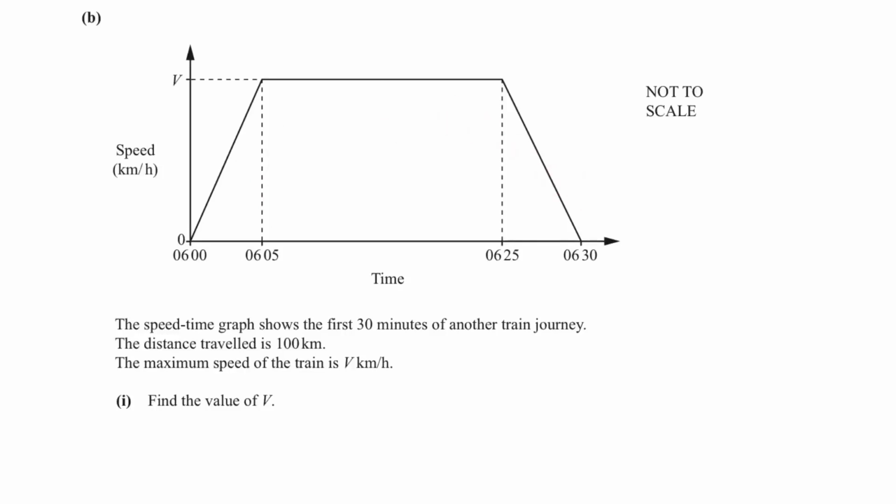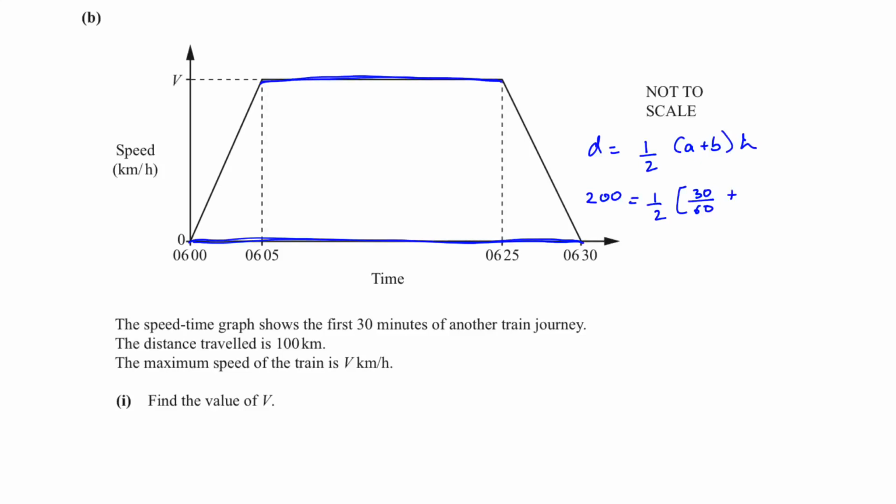a trapezium. So distance is equal to half times (a plus b) times height. Distance is 100. We need to find a and b. a and b are the two parallel sides. But if this is in minutes, we have to convert it into hours. So this is 30 minutes, so 30 divided by 60 to convert into hours, plus b is this part here.